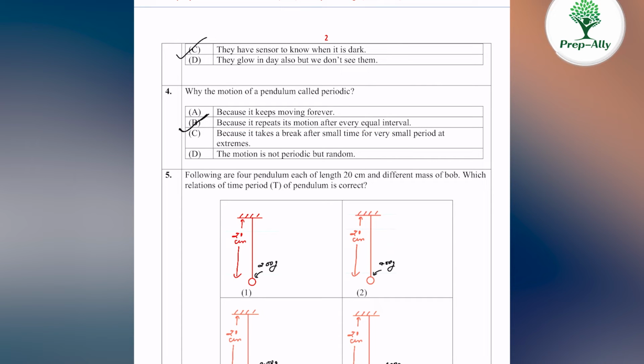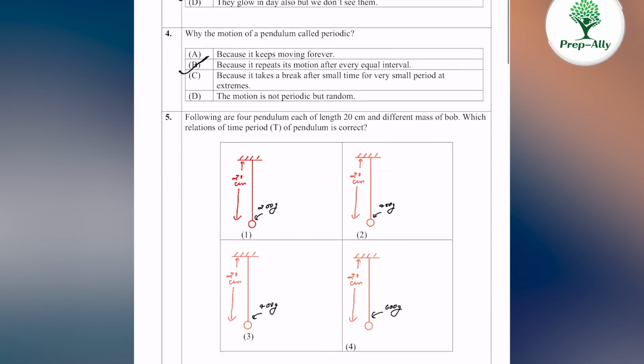Periodic motion is called periodic because it repeats its motion after every interval of time. Next is saying because it takes a break after a small time for every small period at extreme. That is also not correct. And fourth, the motion is not periodic but random. That is also wrong. The motion of a pendulum is periodic only. So option B will be correct.